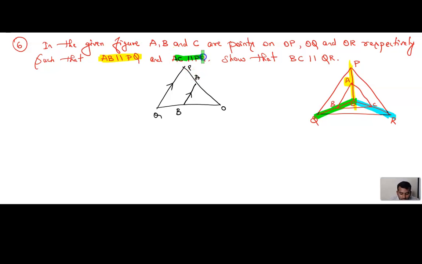Come back to the second condition. What is the second condition? AC is parallel to PR. Where is AC? It's here. This is my side AC. AC is parallel to PR. Where is PR? It is here. Shall we join this? Where does it meet? At O. Now we can say that this side is parallel to this side. Now what do we have to prove? We have to prove BC is parallel to QR.